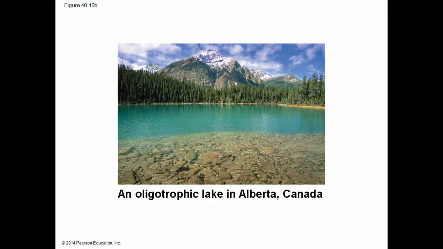And eutrophic are lowland lakes that might get influence from fertilizer and agricultural runoff, and that could cause eutrophication. So eutrophication is when a lake has too many nutrients, and that can cause it to deplete its oxygen.